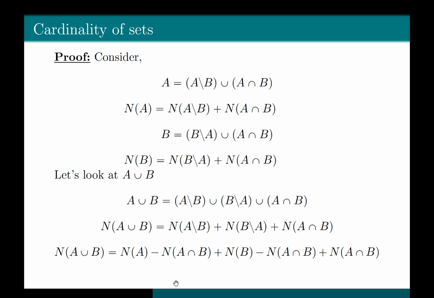Okay. We can cancel out cardinality of A intersection B with cardinality of A intersection B. After cancelling out, we have that cardinality of A union B is equal to cardinality of A plus cardinality of B minus cardinality of A intersection B. This proves our theorem that for two finite sets that have some elements in common, the cardinality of the union of those two sets is equal to the sum of their cardinalities minus the cardinality of the intersection between those two sets.